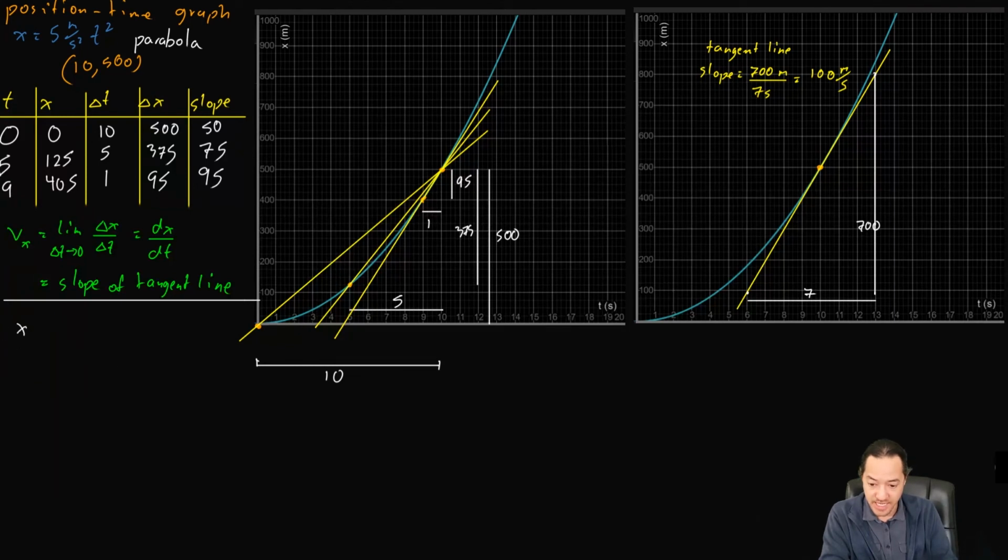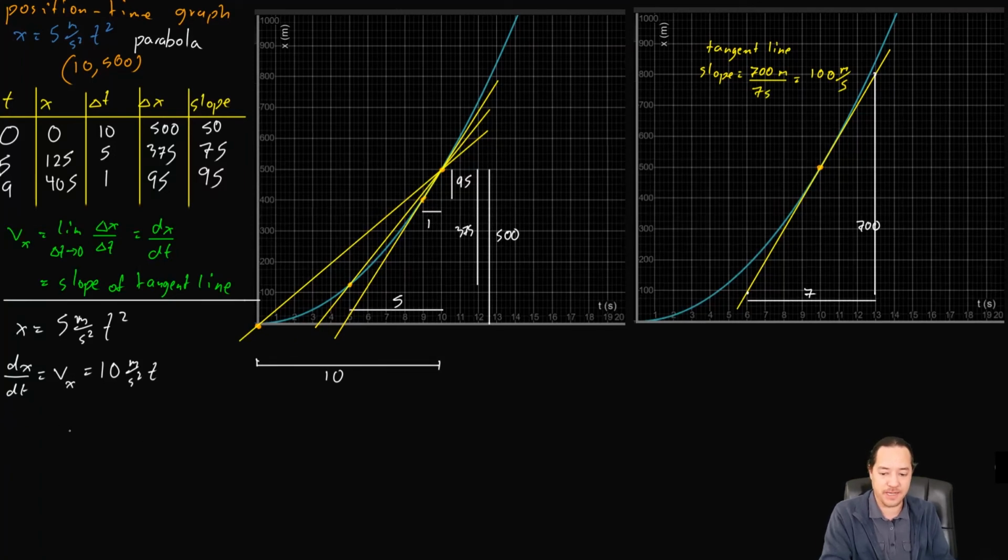So our equation for the x position is 5 meters per second squared times time squared. And so that means the derivative of x with respect to time, which is our velocity, is equal to, well, the power rule, right? So that's going to be 10 meters per second squared times time. And those are the equations here.